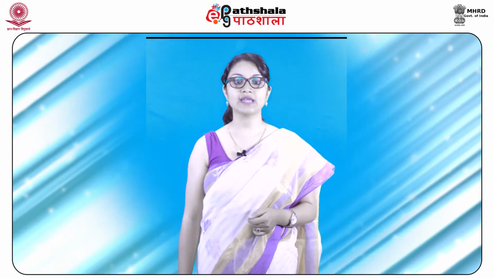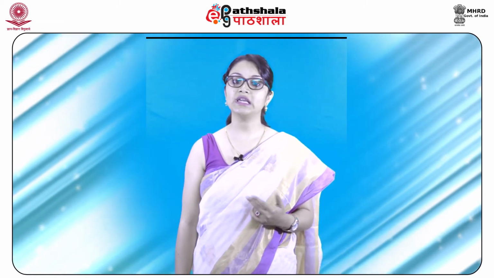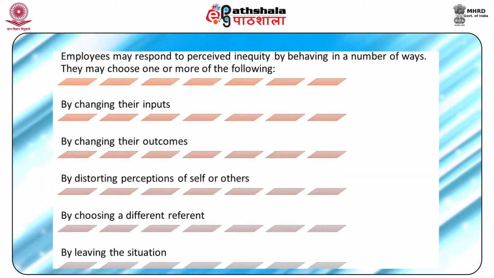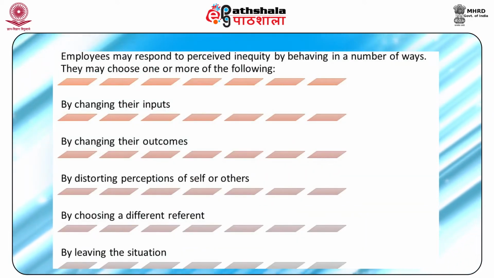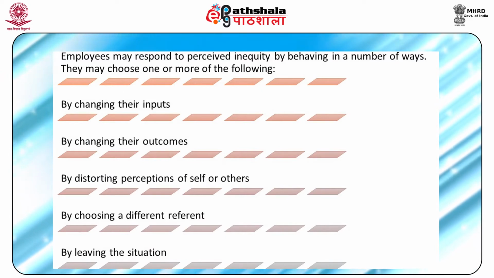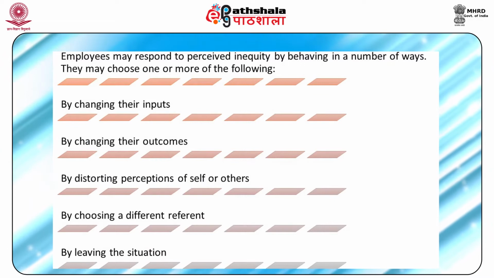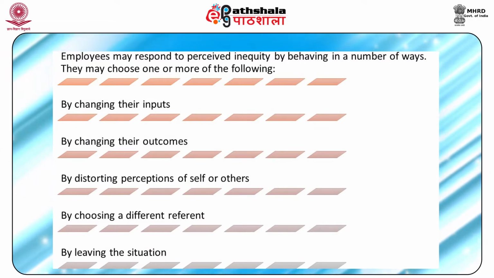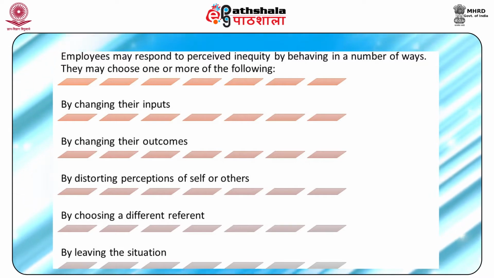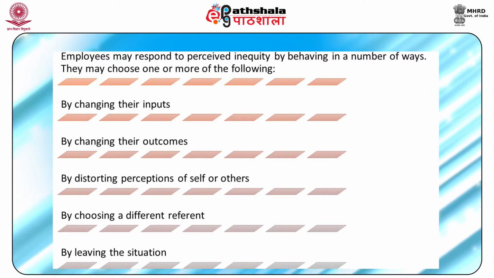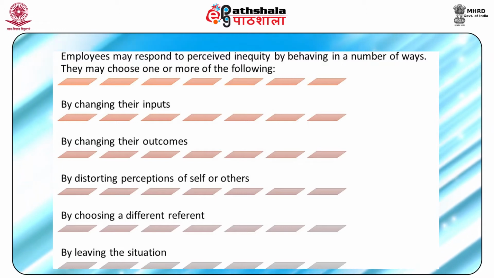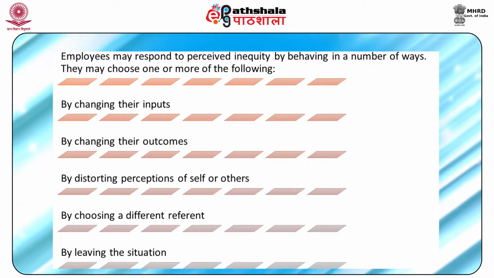Now, talking about actions taken to eliminate inequity. Employees may respond to perceived inequity by behaving in a number of different ways. They may choose one of many options: first, by changing their inputs. Second, by changing their outcomes. Third, by distorting perceptions of self or others. Fourth, by choosing a different referent. And fifth, by leaving the situation.